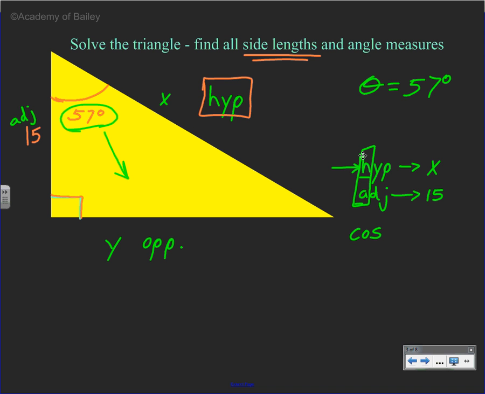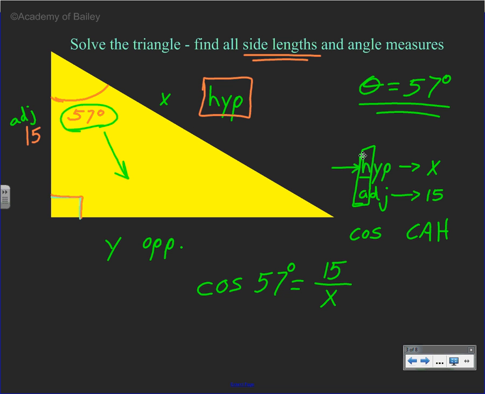All right, so let's set this up. Your formula says cosine of theta. In this case, theta is 57 degrees. Cosine of theta is equal to, remember it was CAH, adjacent over the hypotenuse. So the adjacent is going to be 15. The hypotenuse is x. We're just substituting values in. Cosine of 57 degrees is equal to 15 over x.